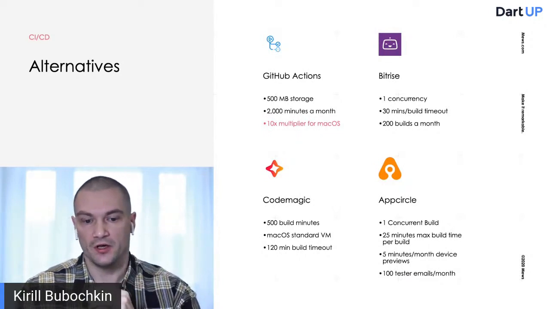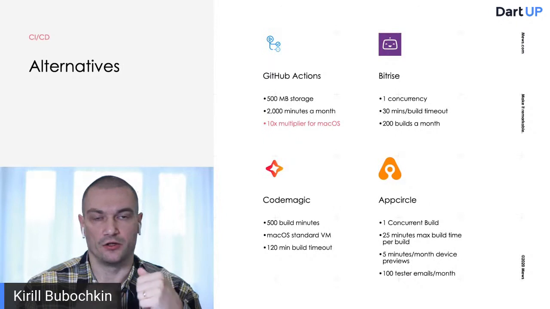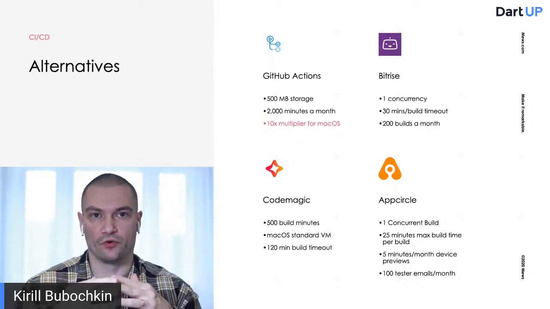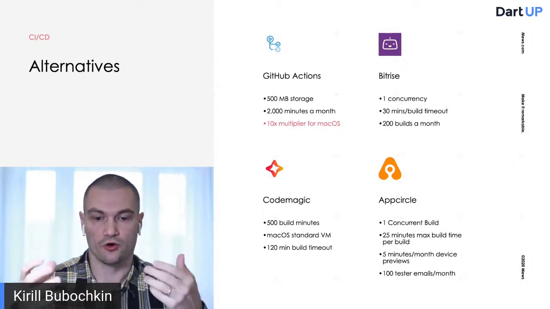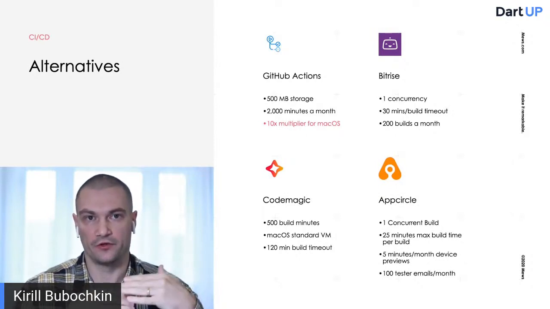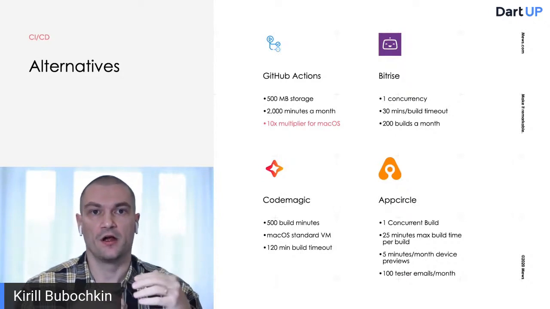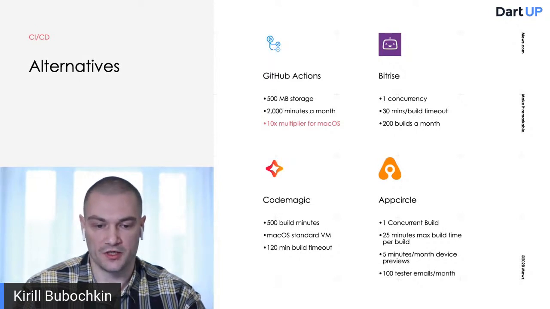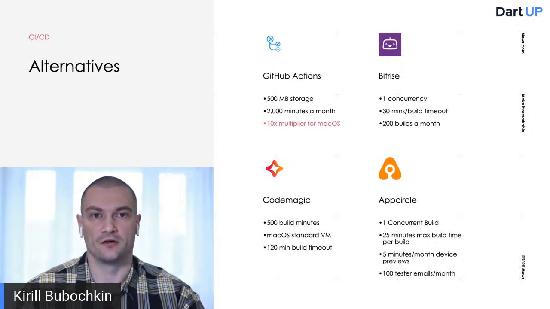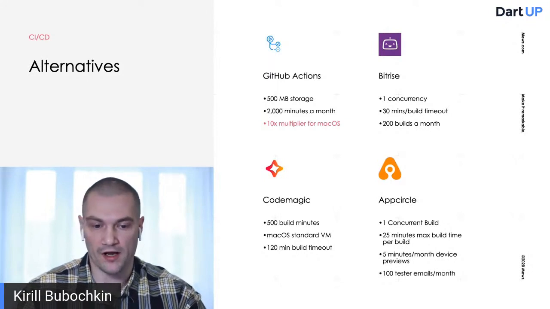If you're using macOS agents, and you will be using macOS machines at least for building your iOS version of the app, the time spent by this machine running is actually multiplied by 10. So, for example, if you have 2,000 free minutes a month, if you're using macOS machines, you actually have only 200 minutes. All the other platforms you see here, they are more or less Flutter-centric or mobile-centric.